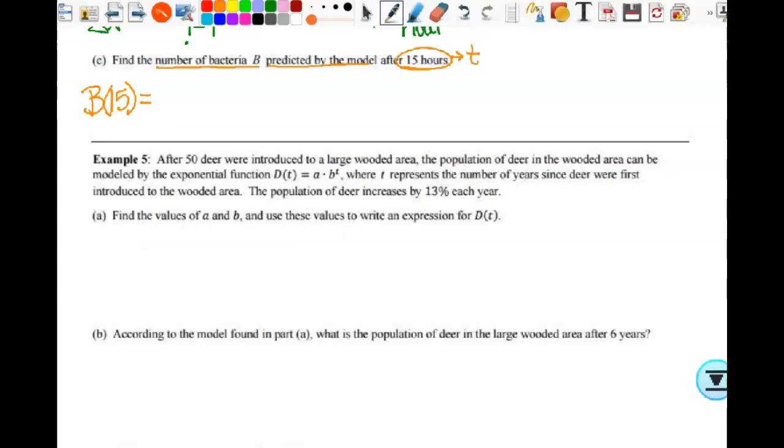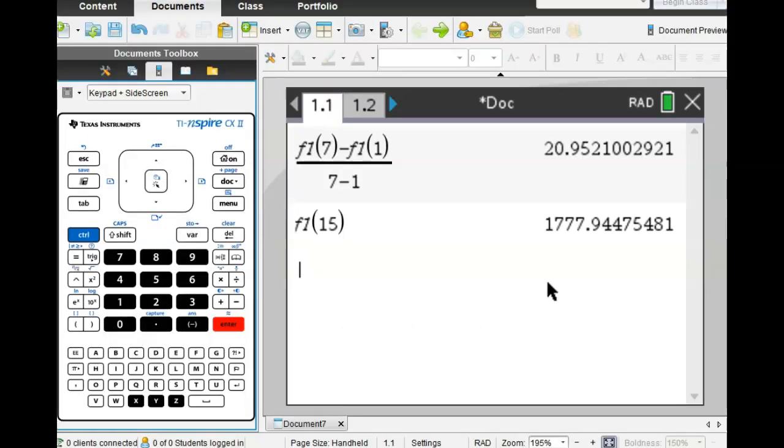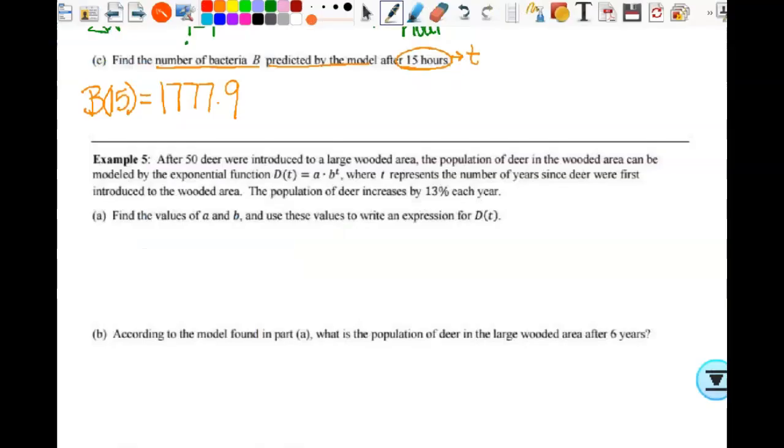And you should get 1777.9447. What are my units here? Bacteria.